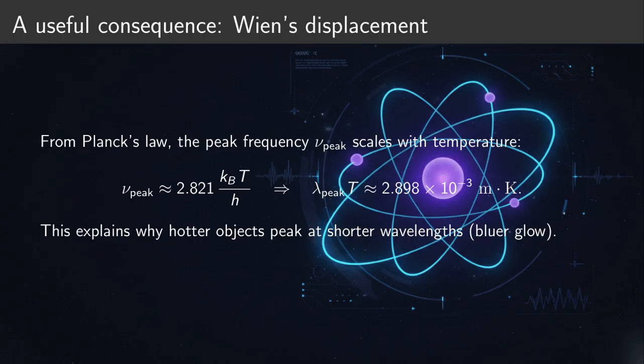Wien's displacement. Planck's law also explains how the peak of the spectrum shifts. As temperature increases, the peak frequency moves higher. This means hotter objects emit more high-frequency light. That's why hot objects glow blue, while cooler ones appear red. This relationship is known as Wien's displacement law.